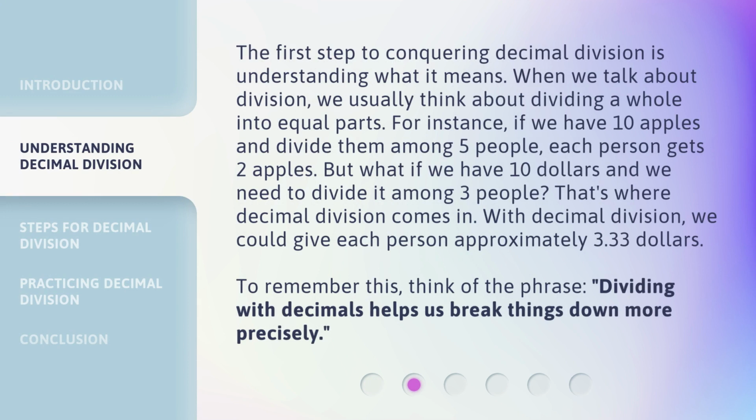The first step to conquering decimal division is understanding what it means. When we talk about division, we usually think about dividing a whole into equal parts. For instance, if we have 10 apples and divide them among 5 people, each person gets 2 apples. But what if we have $10 and we need to divide it among 3 people? That's where decimal division comes in. With decimal division, we could give each person approximately $3.33. To remember this, think of the phrase, "Dividing with decimals helps us break things down more precisely."